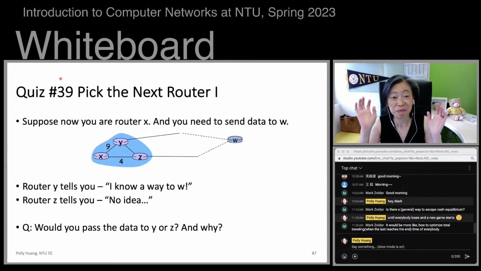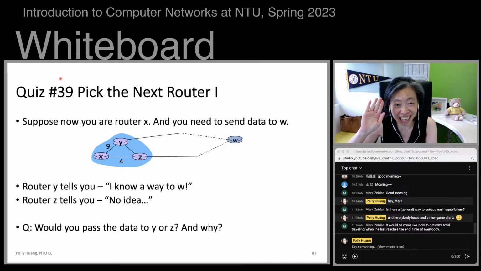All right, surprise! Quiz 39, in fact quiz 39, 40, and 41, will be run in sequence. So let's start with 39 and see if we could come up with routes as soon as we get some information from the neighbors. Now get your right hands up and swear solemnly you will be router X for quiz 39, 40, and 41. Repeat after Polly: I swear solemnly I will be router X. All right, good.